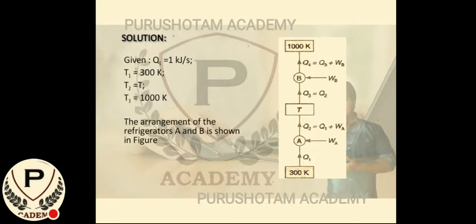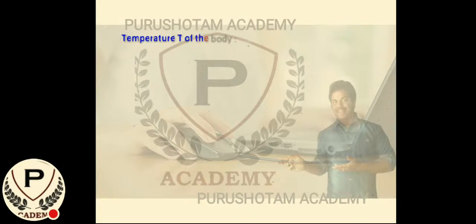Similarly, after T also, if you see carefully, Q3 equal to Q2 because there is no work done. Okay, and at refrigerator capital B there is some work done, WB. Okay, so therefore Q4 equal to Q3 plus WB. Okay, so this is the arrangement of the refrigerators and the three bodies, and now we will find out the solutions. So first of all we have to find out the temperature capital T of the body.